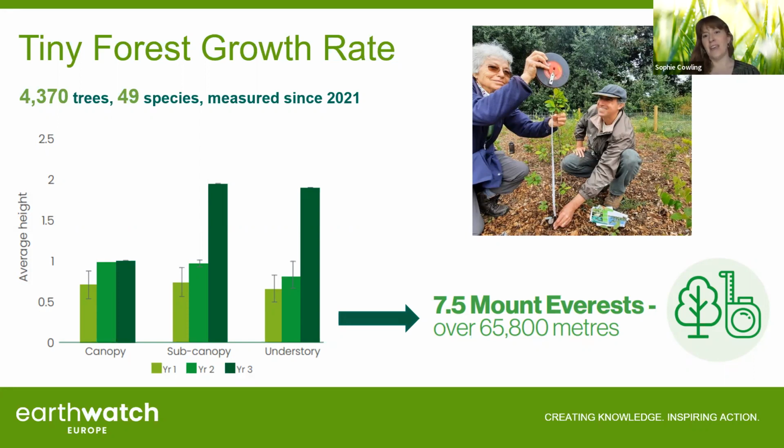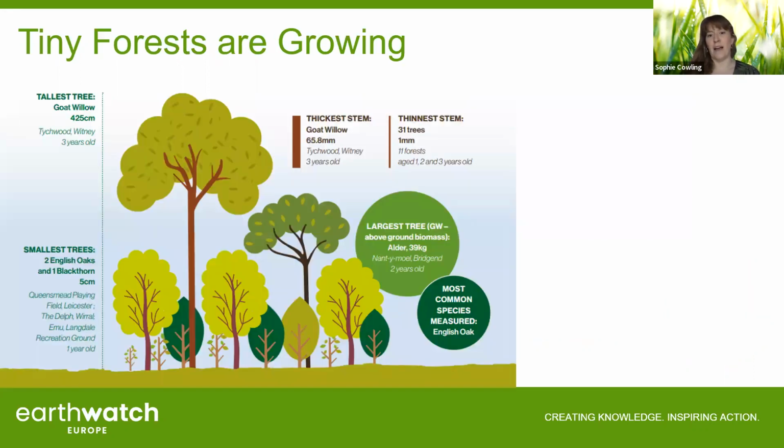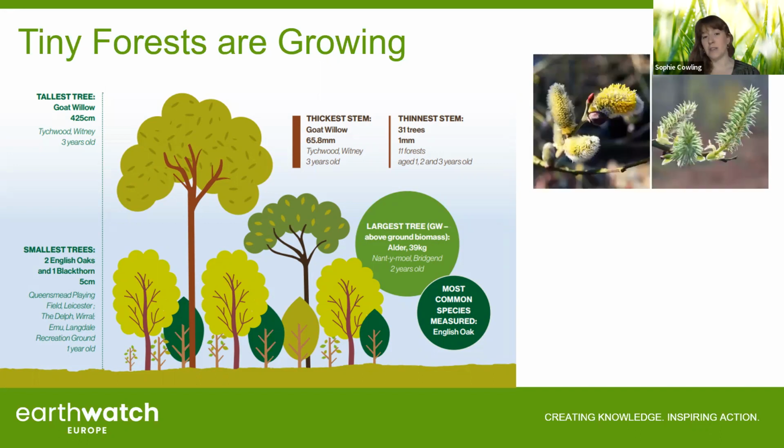And finally, some take-home messages from our tree champions, as it were. From the tree measurements that you've given us, we've been able to establish which are our biggest trees, which are our smallest trees at the moment, and how they change with growth. Here you can see goat willow, which is also known as pussy willow. The biggest ones we have are over 4 meters tall, and understandably also have the thickest stems. Our smallest trees are the English oaks and blackthorn, or sloe bushes, and they're in our youngest forests.